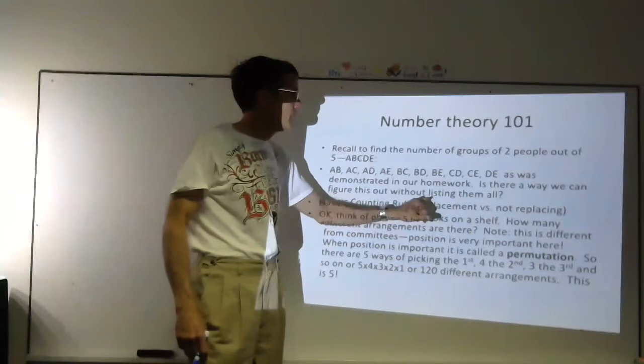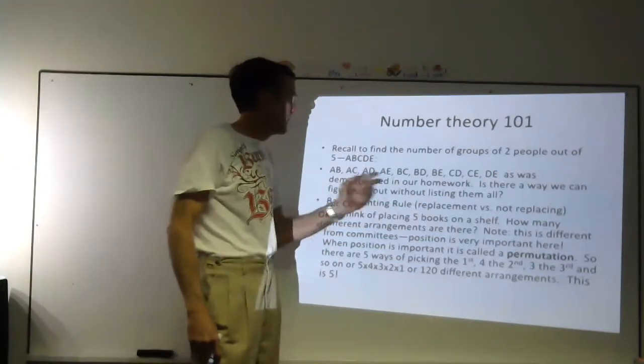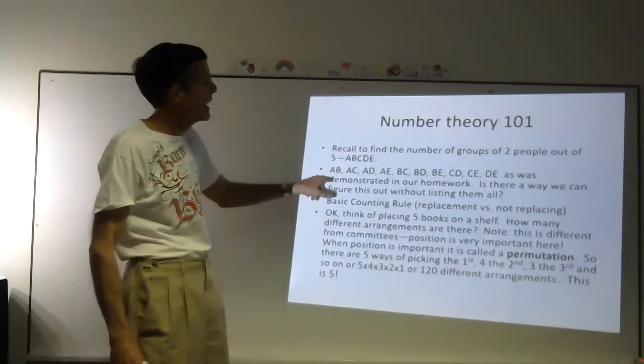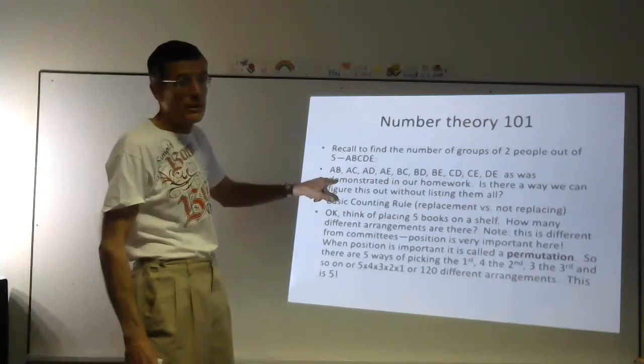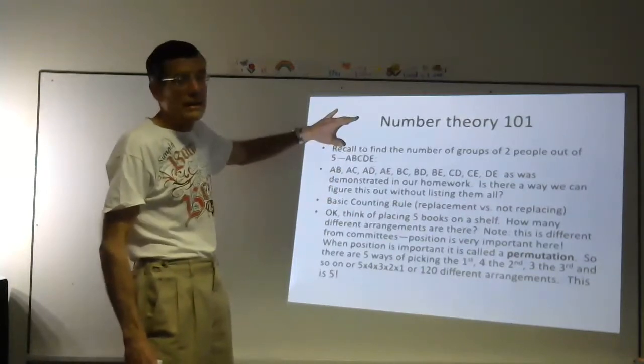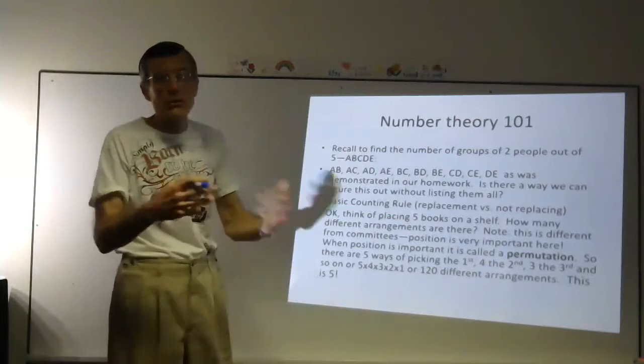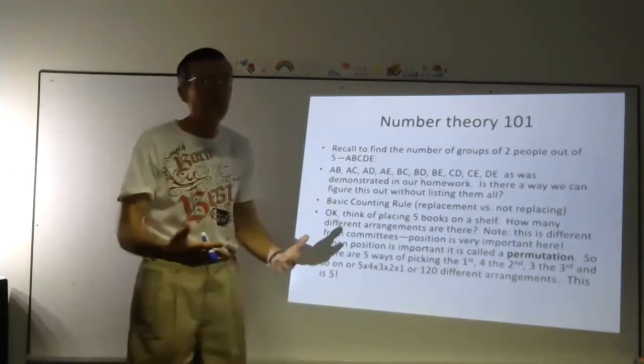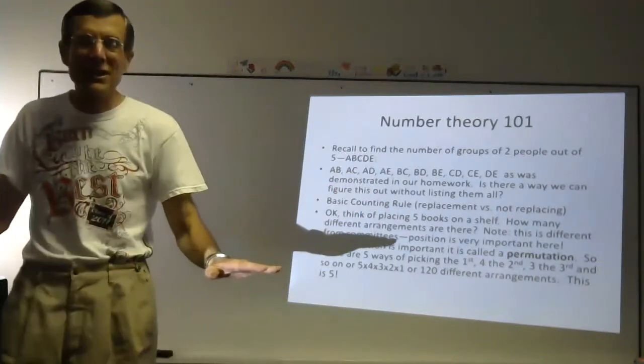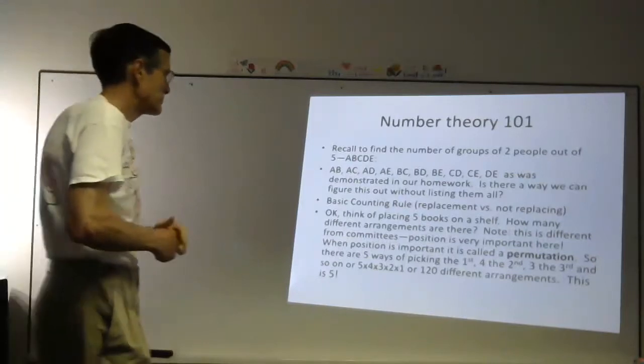Notice we are using the basic counting rule here. We are not replacing. Like for instance, when you pick person A to be on a committee, you don't put him back in to pick another person. You can't pick person A twice. Once he's picked, he's done. He's picked. Okay? All right.